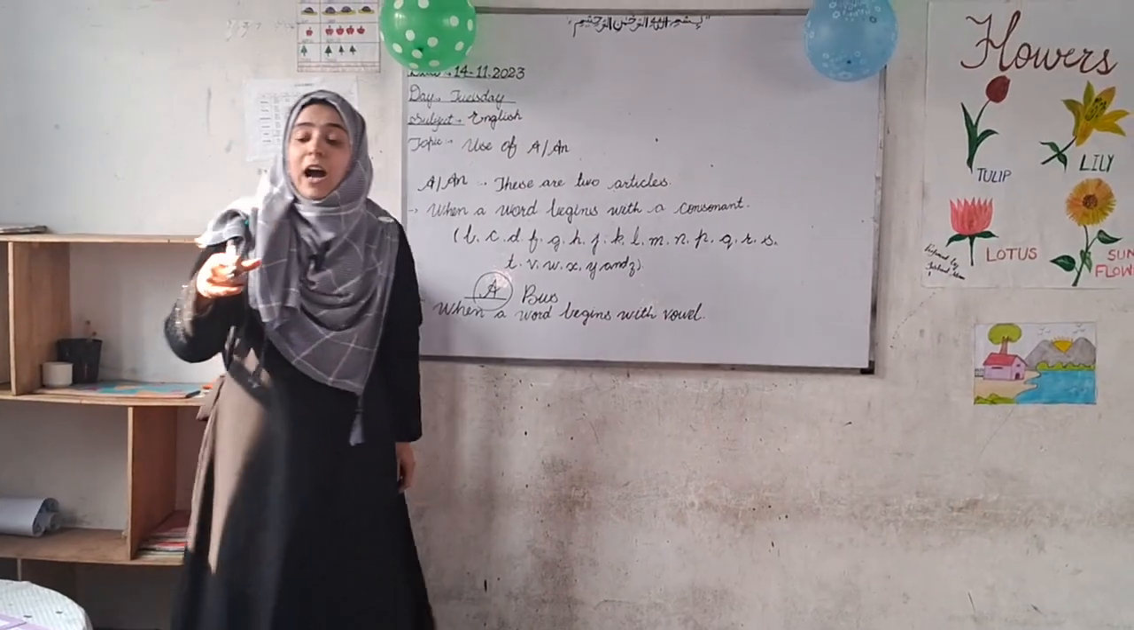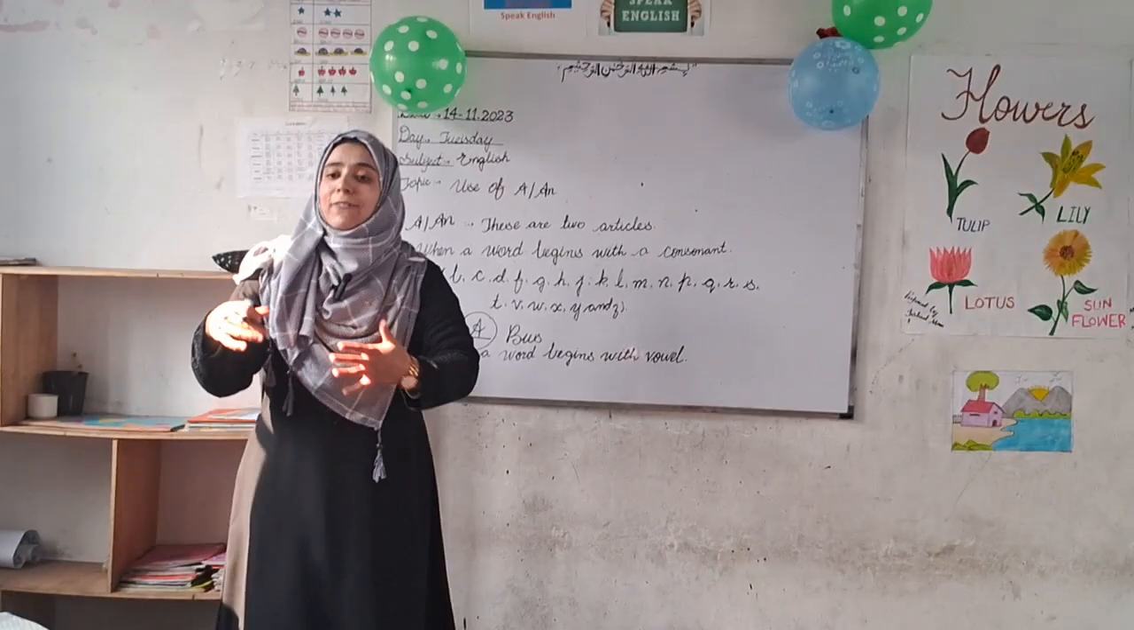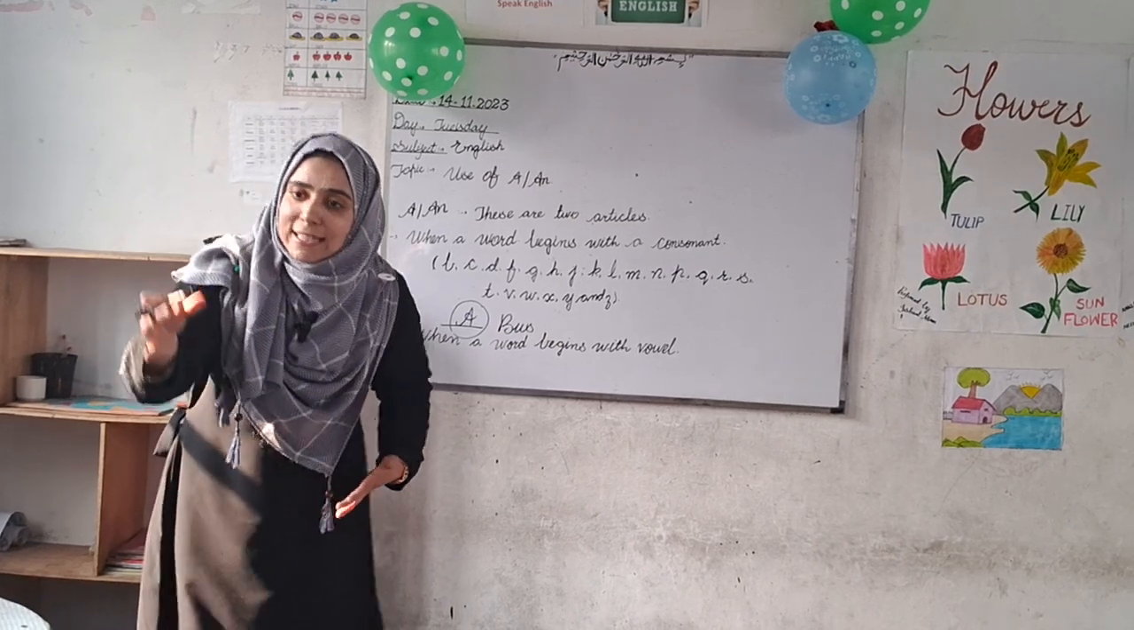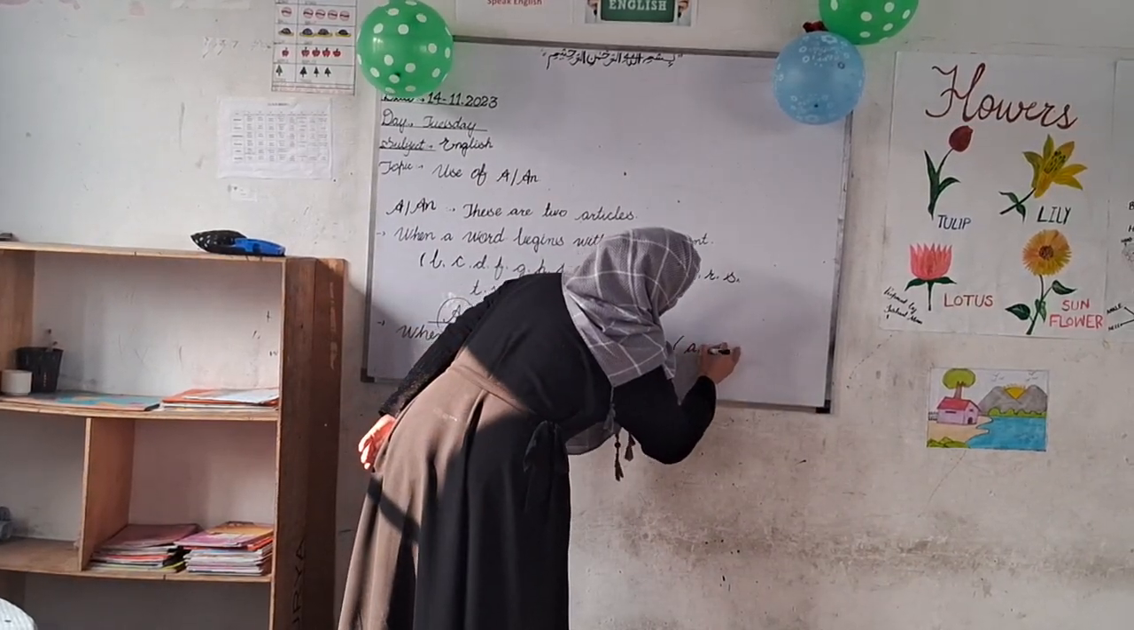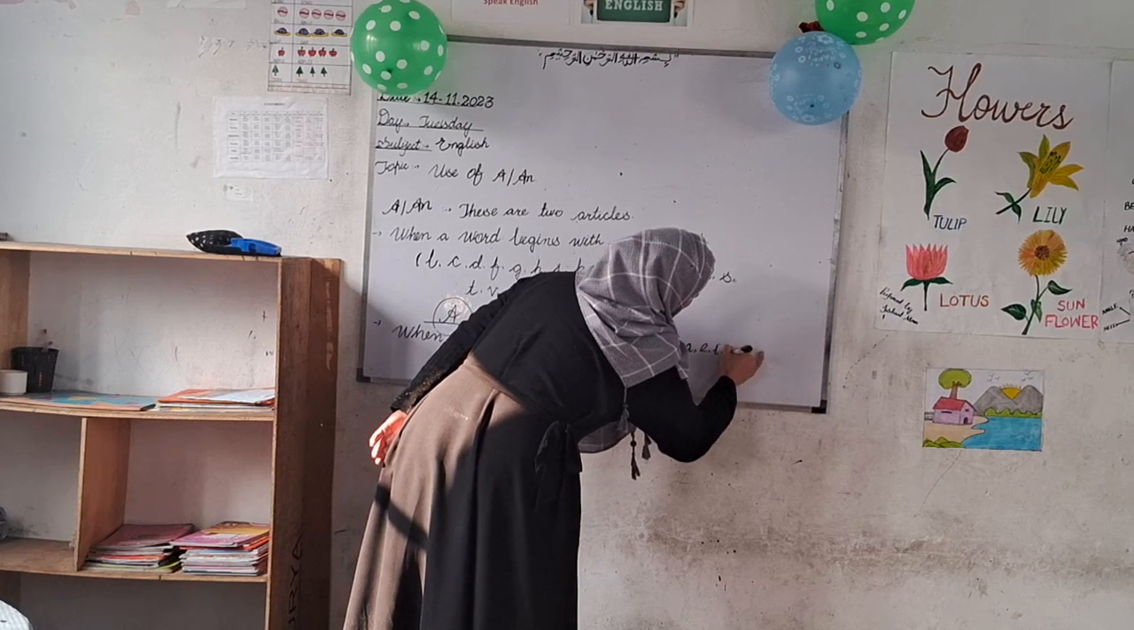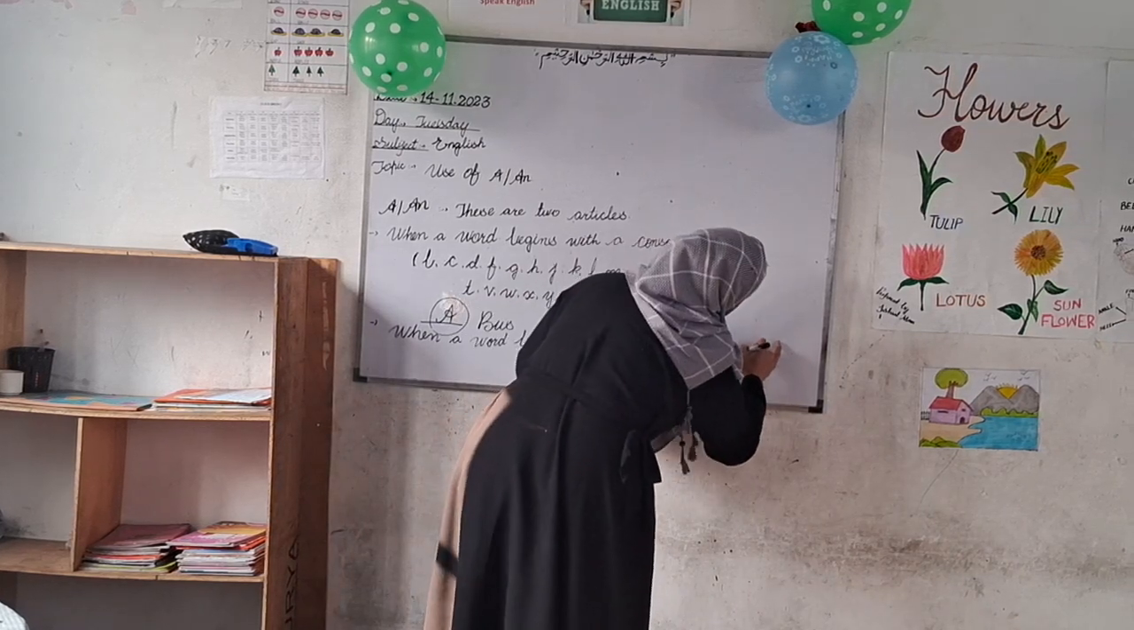When a word begins with a vowel, and how many vowels are there? 5. A, E, I, O, and U. Very nice.